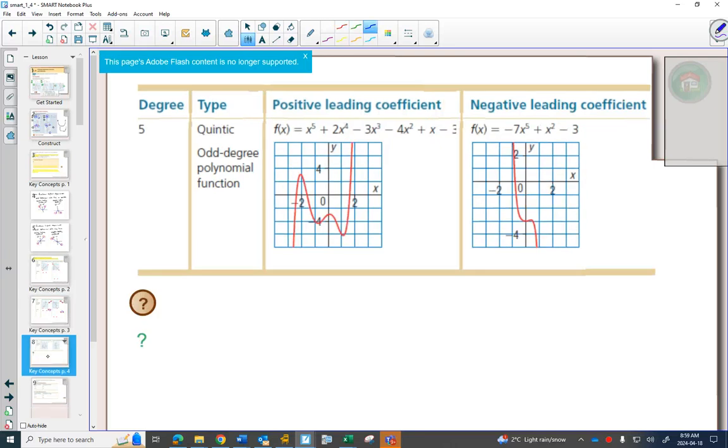Again, we're back to odd, so positive, I think of a positive line. Does the end behavior match? Yes. Okay? And with the last one, a negative leading coefficient, I think of a line with a negative slope. And my end behavior ends like that. Okay?